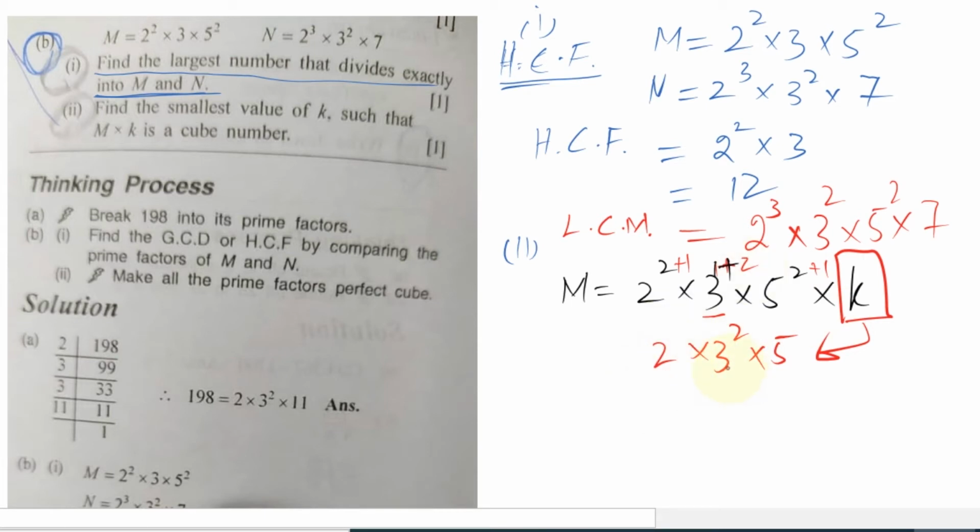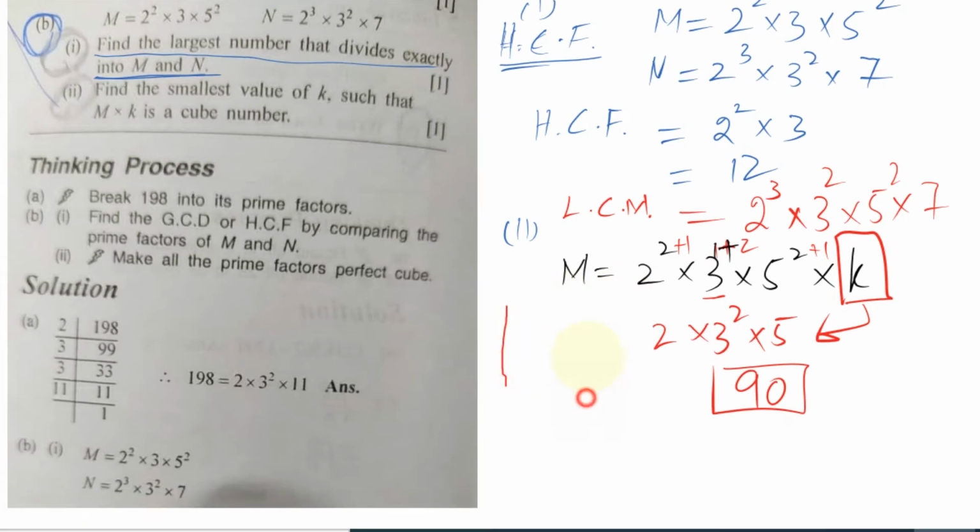So 2 times 3 square times 5 is the smallest possible value of k. 5 twos are 10. 10 times 9 means 90 is the smallest possible value of k, which when multiplied to m will make m a perfect cube, or we can say a cube number.